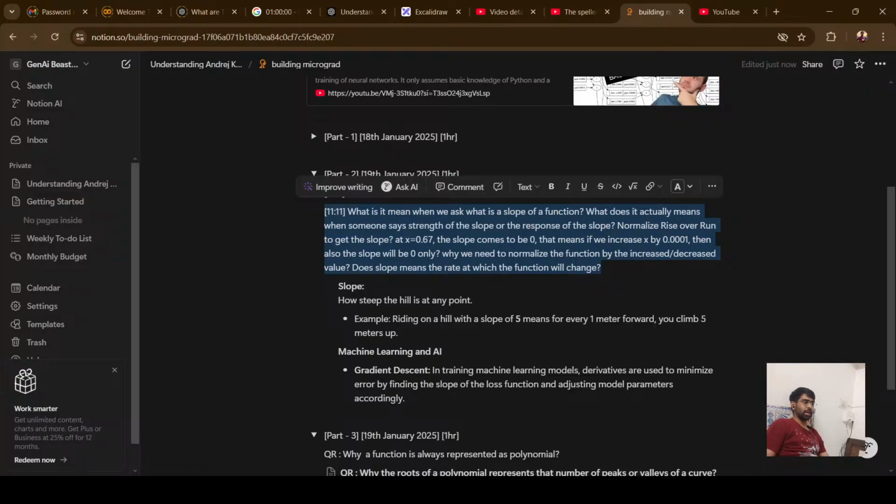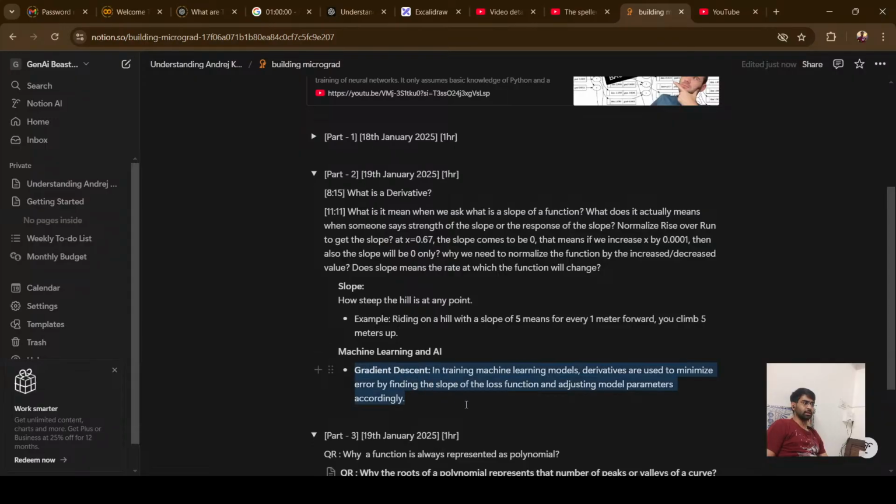And I'm also quite resonating with this definition of derivatives in machine learning. Derivatives are just used to calculate the slope of the loss function based on the input value. So that's it, guys. I guess we are good to go for sign off.